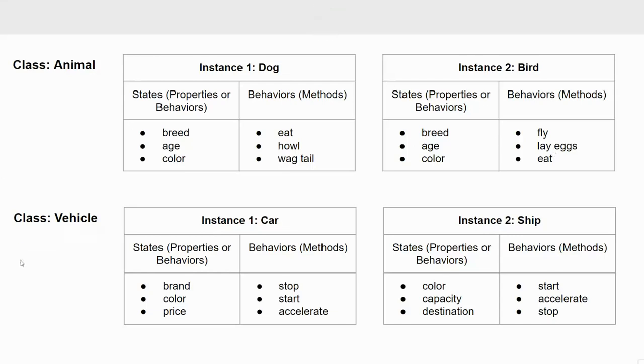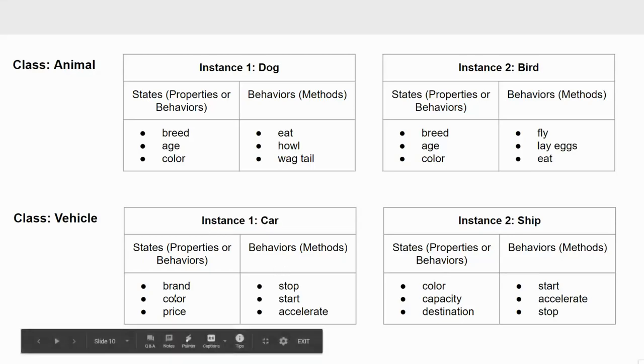Okay? Another example is ang vehicle here. So instance 1 or object 1, ang car. Instance 2 and object 2, ang ship. Okay? So theory sa ta. Later na ta mag-demo sa code. So sa may state ni car, di ba, brand, color, and price. Natawa ang state ni ship, color, capacity, and destination.